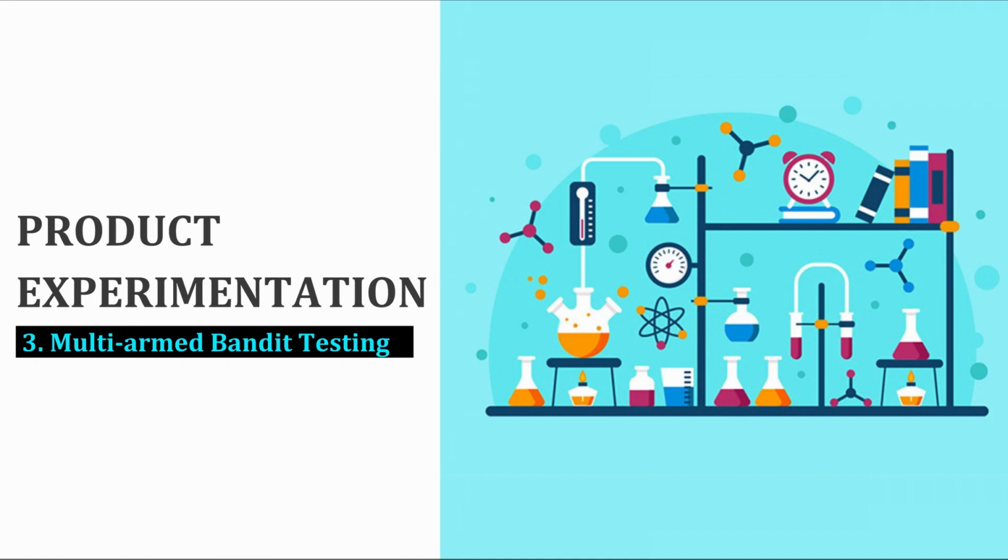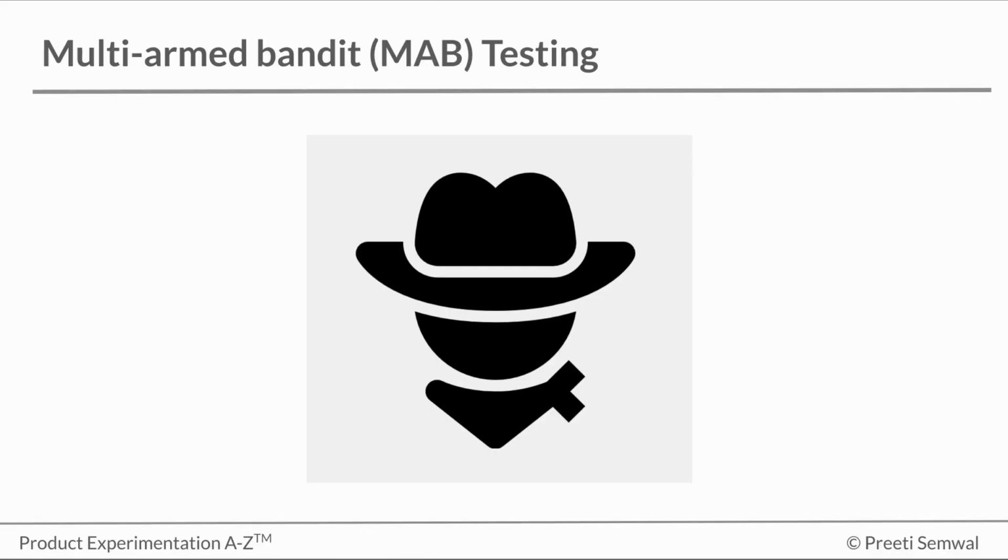When you run an A-B test or a multivariate test, in your quest to maximize conversions or whatever metric you're optimizing for, there is a cost that you incur. A big portion of your traffic is routed to a losing variant, directly reducing the business metric that you are trying to maximize. Multi-arm bandit testing solves for this.